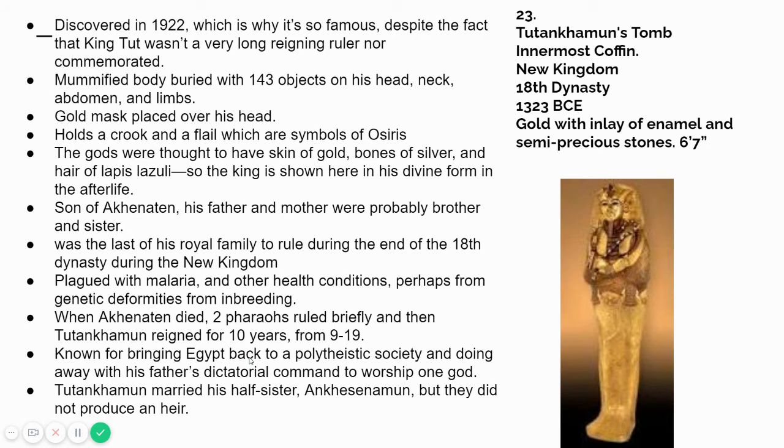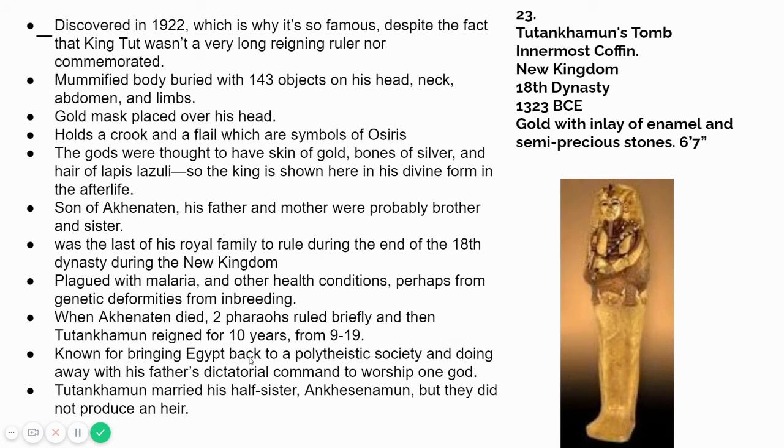inbreeding. When Akhenaten died, there were two pharaohs that ruled briefly, and then until Hatshepsut, when she stood in, waiting for the son to become old enough to reign. Kind of the same thing that happened with Akhenaten, but then once Tutankhamun was considered old enough to reign, he took the throne at age 9 and ruled until his death at age 19. So he had 10 years of reign.